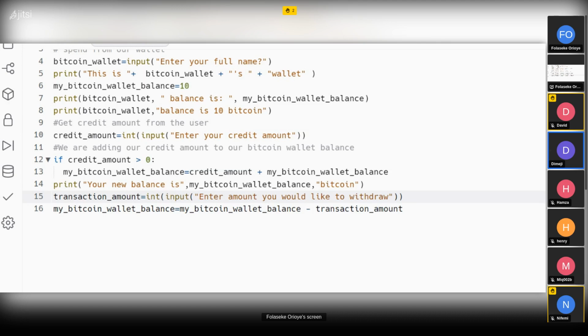So the question is saying that we want to make a code or a restriction so that the person that wants to remove money from his account will not remove something like minus 100 or minus 1, or a negative number. Eniola, do you get what the question is?